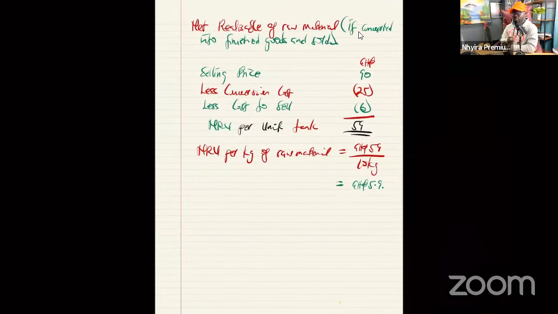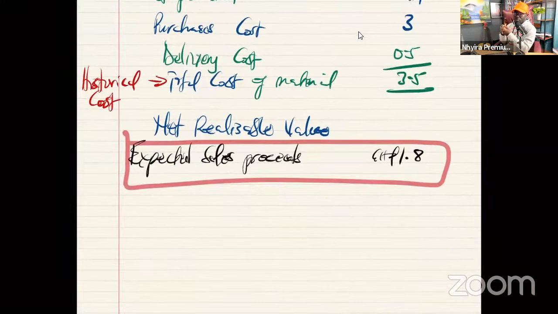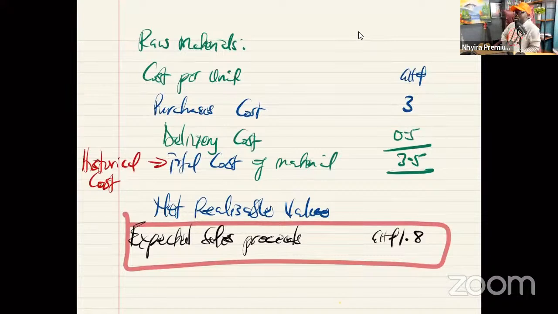So now you have the three things. You have the net realizable value if the raw material is converted into finished goods, 5.9. You have the net realizable value if we sell the inventory right now, here and here, right now. And you have the cost of the raw material. So the question we then ask ourselves in the context of this question is this.